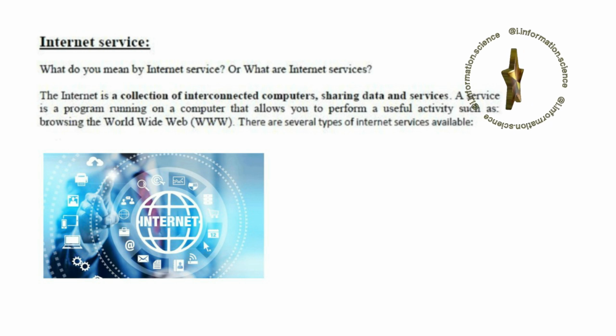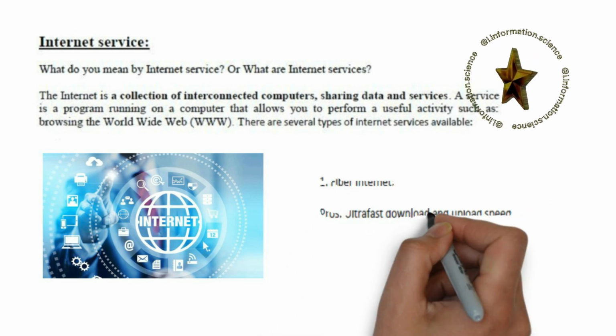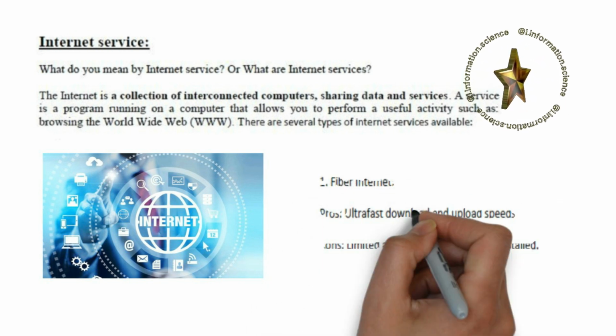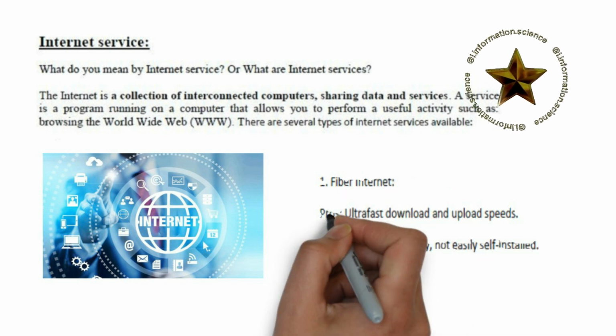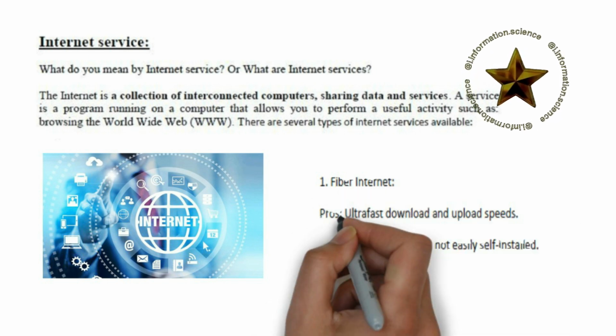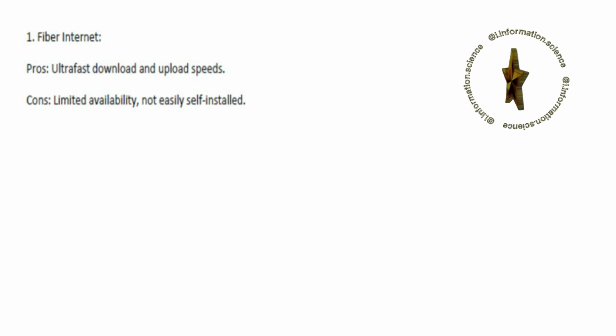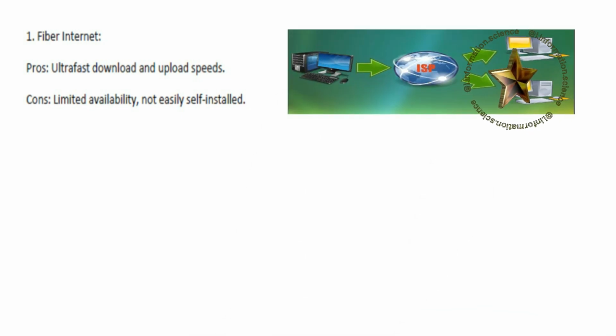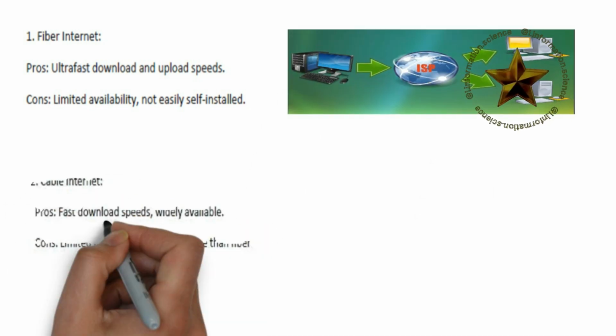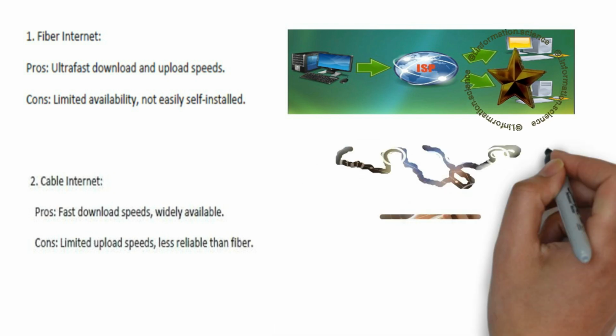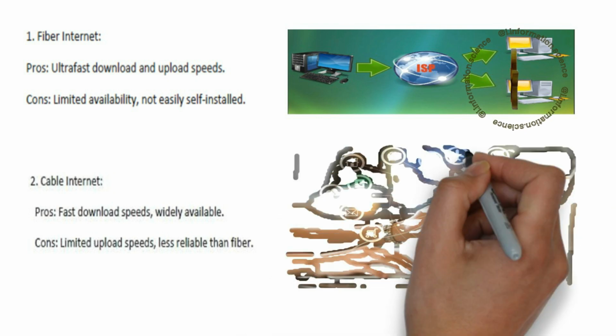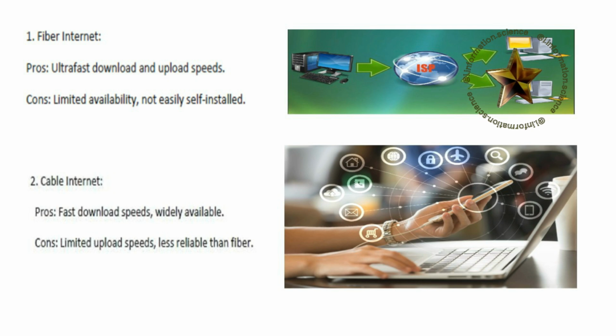Based on the provided sources, there are several types of Internet services available. First, fiber Internet. Pros: ultra-fast download and upload speeds. Cons: limited availability, not easily self-installed. Second, cable Internet. Pros: fast download speeds, widely available. Cons: limited upload speeds, less reliable than fiber.